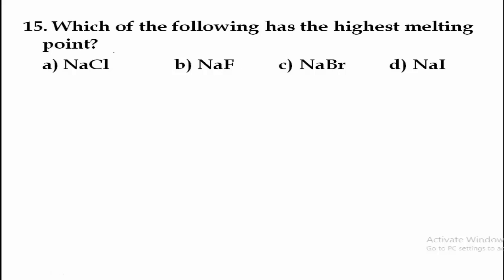15. Which of the following has the highest melting point? The melting point will be high when the interaction between the atoms is stronger. And here, sodium metal is common in all these compounds. Now we have to see among chlorine, fluorine, bromine and iodine, which one has the smaller size? Because smaller the size, greater will be the attractive force, and thus high will be the melting point. So among these, fluorine is the smallest size. So due to its small size, strong interactions are present between sodium and fluorine. Thus it has the highest melting point. Therefore option B is the right answer.